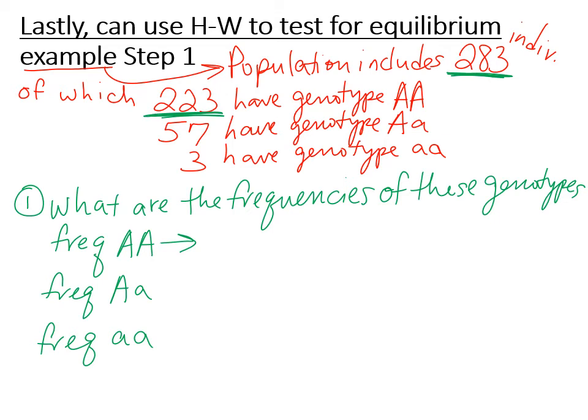And what did we say before about "out of" in math? 223 out of 283. Whenever you hear "out of," you do division. So all you do is 223 divided by the total. That gives you the frequency. That's equal to 0.788. You can write in your notes that, again, you are dividing that genotype by the total number of organisms.